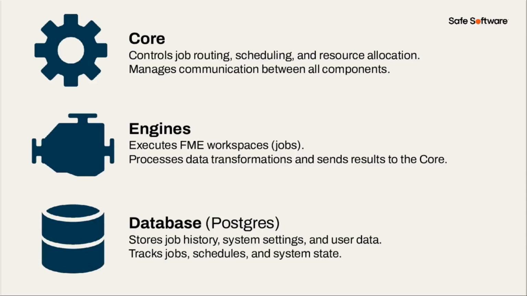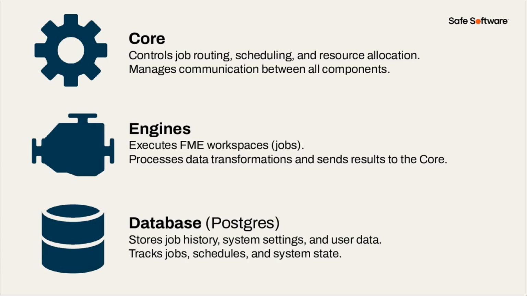So the core is the control room. It's going to orchestrate the rest of the components. The engines are like the worker bees. They're responsible for processing jobs and delivering the results to the core. The database is the blueprint. It stores all your configuration data about FME Flow.